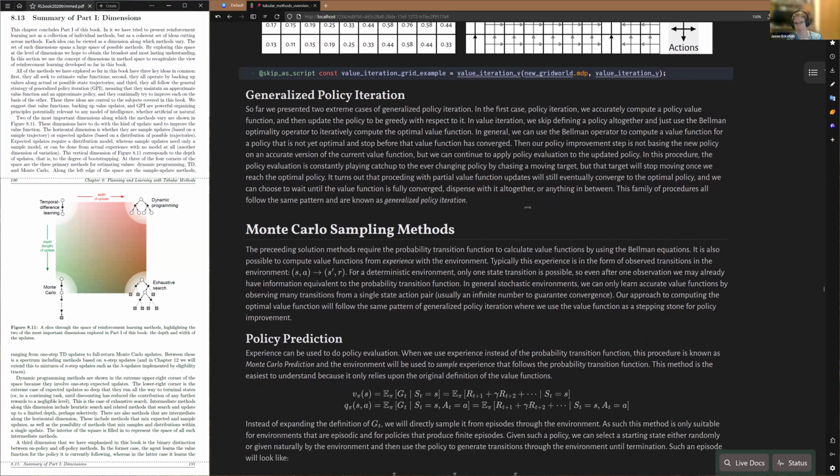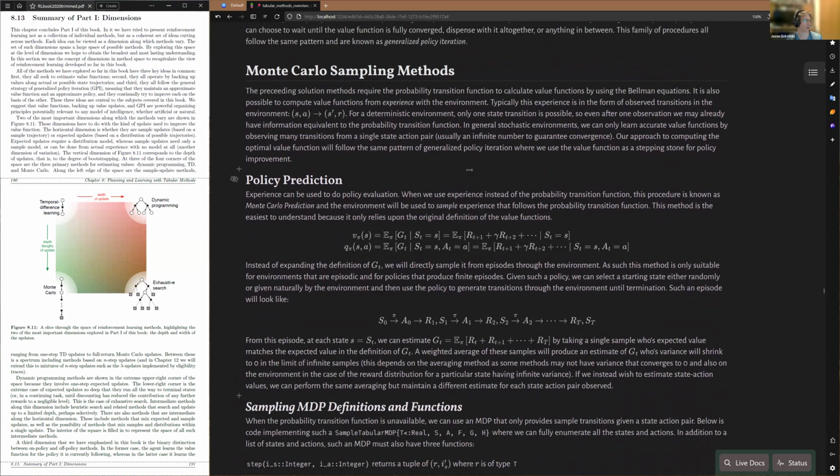But the final part of part one handles the case where we don't have the probability transition function. And in that case, what we have is the ability to observe transitions. So that means we have a state action pair and we can observe a reward and a state transition from that. If the policy is deterministic, then this will always be the same outcome. If it's stochastic, then we could observe different values of this.